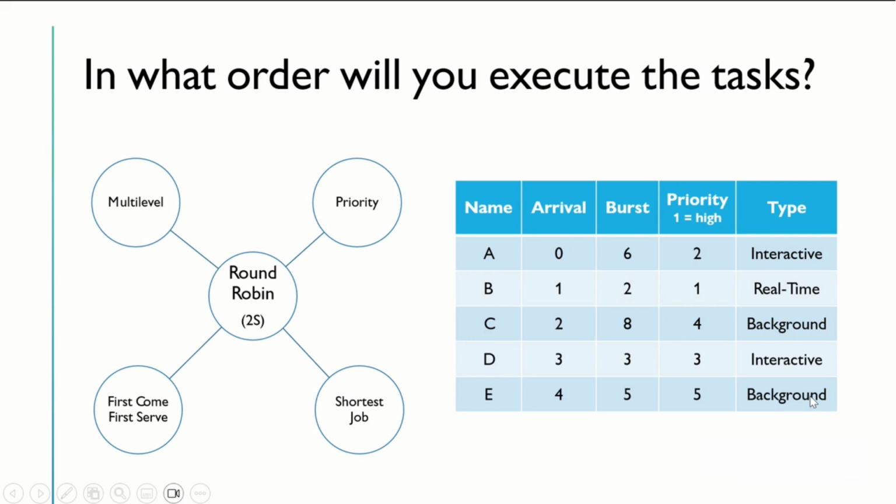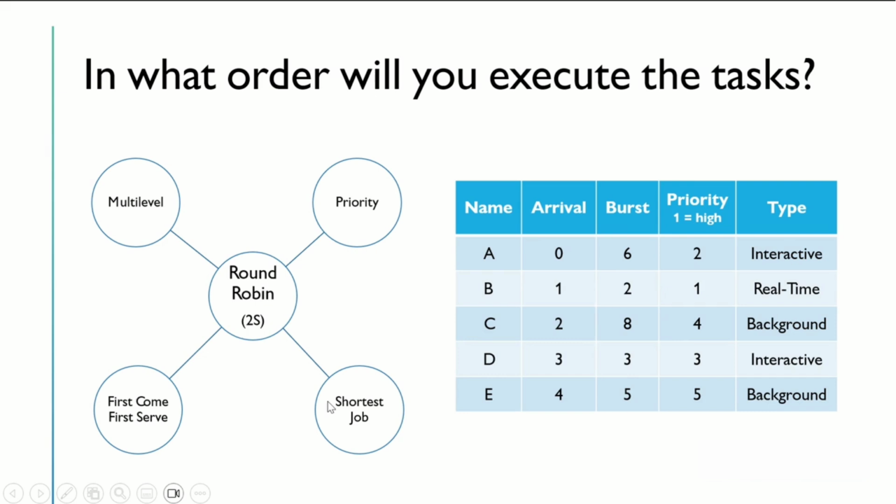So 6 seconds, 2 seconds, 8 seconds, 3 seconds, 5 seconds, as long as the priority and type has been provided. So for example, if we're looking at a type of shortest job first, if we're looking at the shortest job, we'll have to look at the burst time. So the shortest job, which is 2 seconds, B will be done first, and then D, and then E, and then A, and then C, according to the burst time. That is if we're looking at the shortest job first.